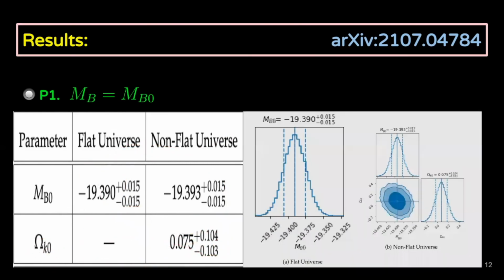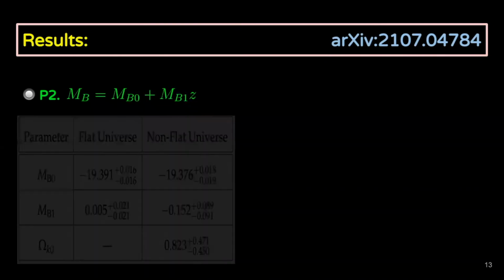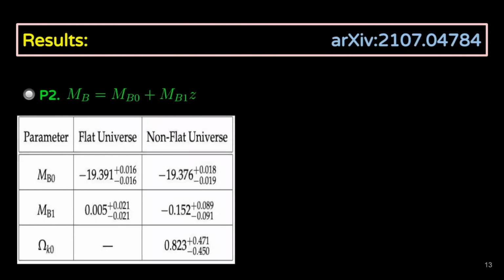Further, to study the distribution of these parameters, we have shown the corner plots between these two parameters. These corner plots tell us about the correlation between M_B and Omega_k0. Here we can easily conclude from this corner plot that there is no such correlation between Omega_k0 and M_B, since this contour looks like a circle. In the next parameterization, we consider a Taylor series kind of expansion for the absolute magnitude M_B. Again, considering the flat or non-flat universe, we put constraints on these parameters.